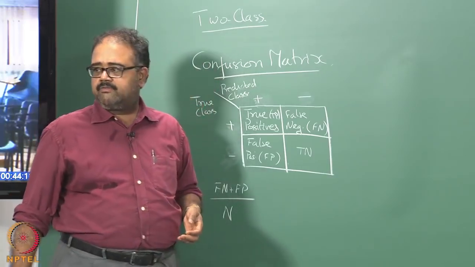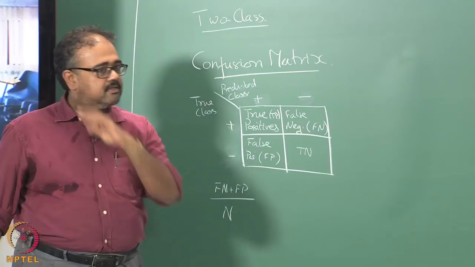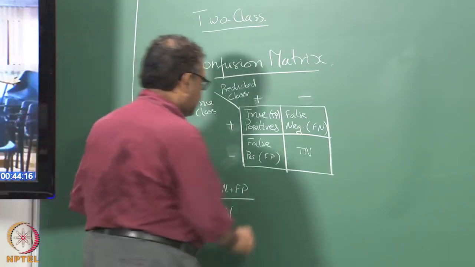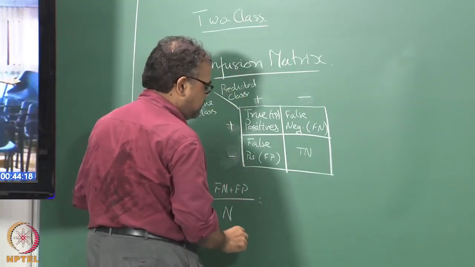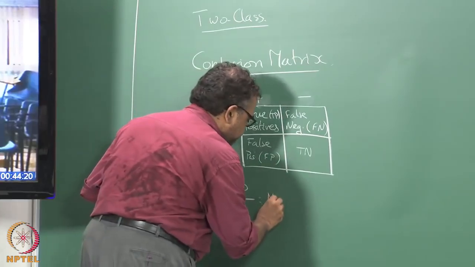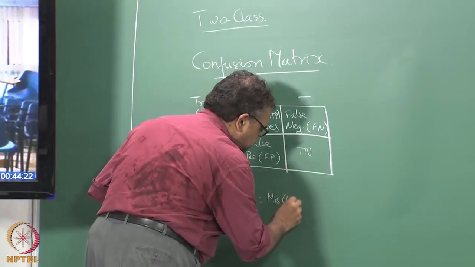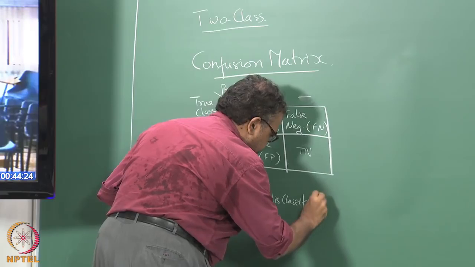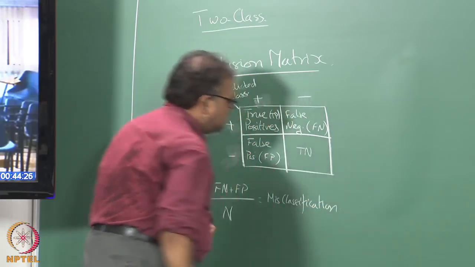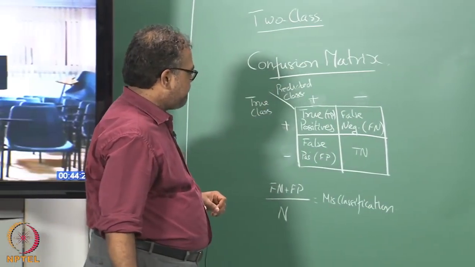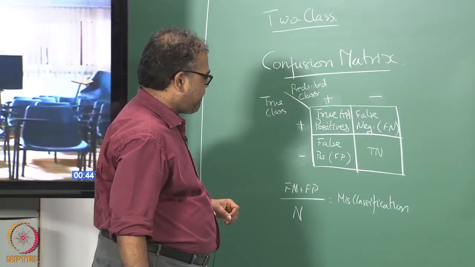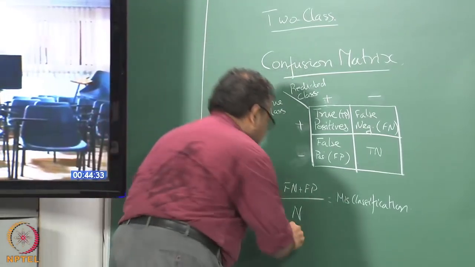Where n is the total number of data points, right. This is what? Misclassification. So what about accuracy?